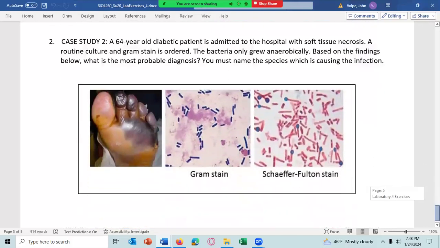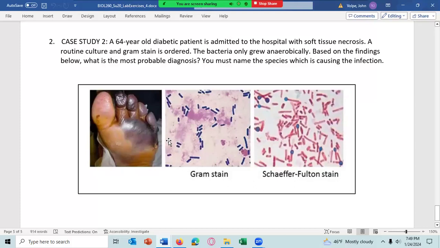All right, case study 2, a 64-year-old diabetic patient is admitted to the hospital with soft tissue necrosis. And there you can see it there. It looks really bad to me. A routine culture is taken, and then the gram stain is ordered. The bacteria only grew anaerobically. Based on the findings below, what is the most probable diagnosis? You must name the species which is causing the infection.